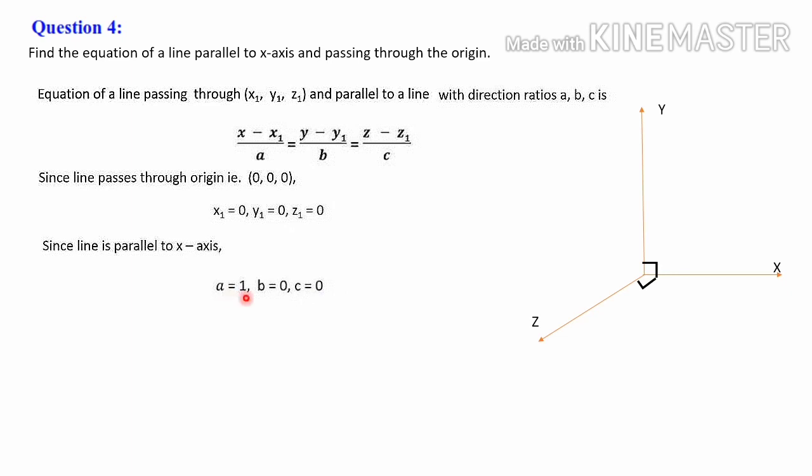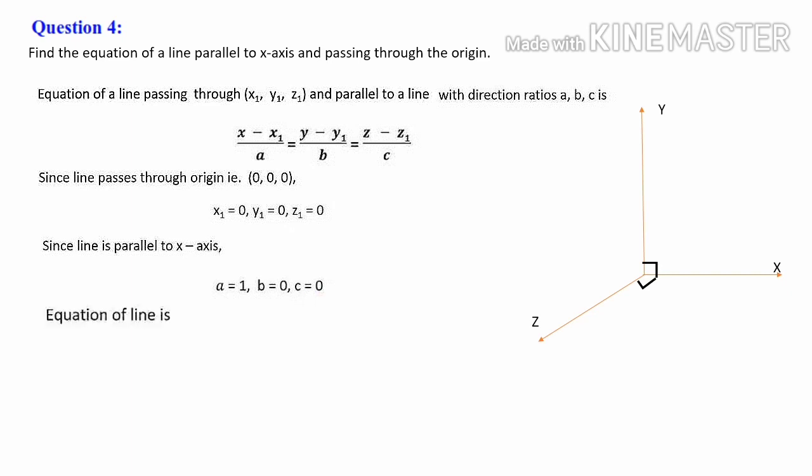How have we got a, b, c? We have calculated the direction cosines, and since it is an axis, the x-axis, the direction ratios and direction cosines are the same, so we have taken a is equal to 1, b is equal to 0, c is equal to 0.